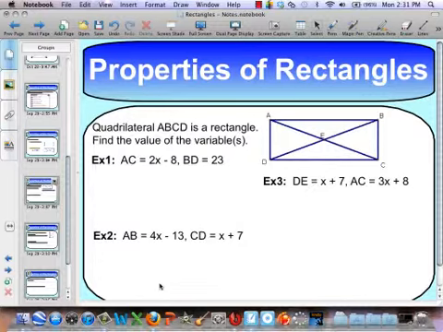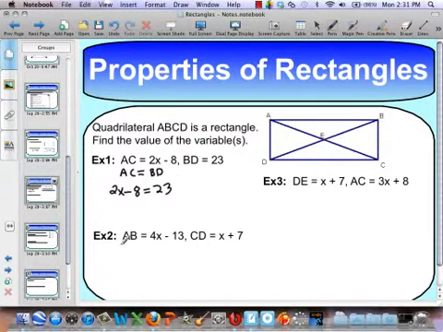The diagonals are congruent. Yes, AC is a diagonal and BD is a diagonal. We know that if this is a rectangle, the diagonals are congruent, therefore AC is equal to BD. AC is 2x minus 8, BD is 23, and you can solve for x from there.